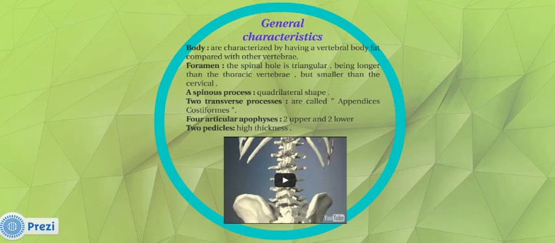Two transverse processes, called appendices costiformes. Four articular apophyses, two upper and two lower. Two pedicles, of high thickness.